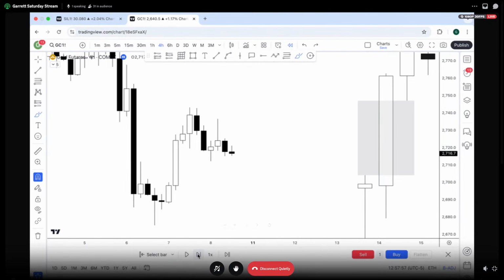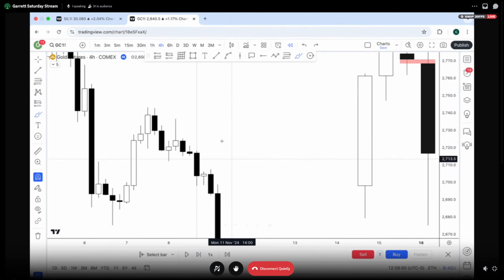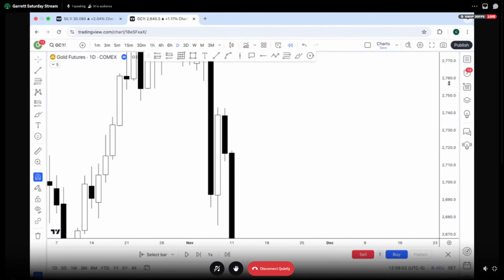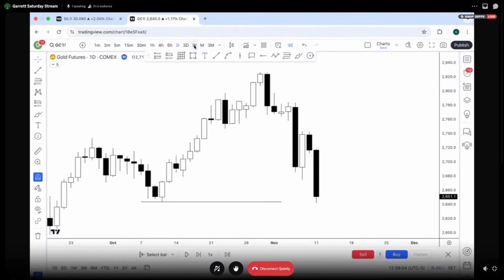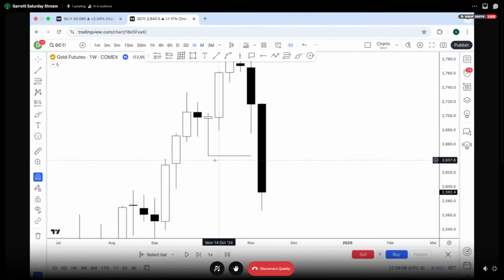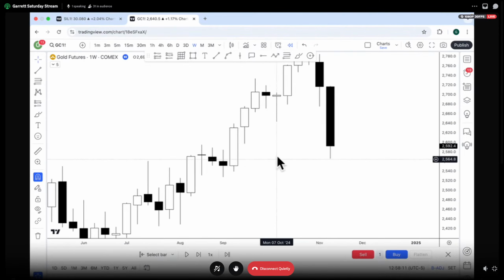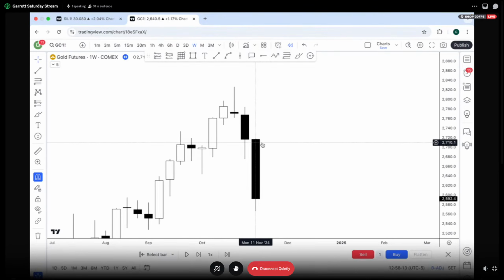So when we don't do that, we just trade through it. Then I would expect this weekly fair value gap to fail, and then I would target its low. See how simple that is? So you can use it as validation and all that.